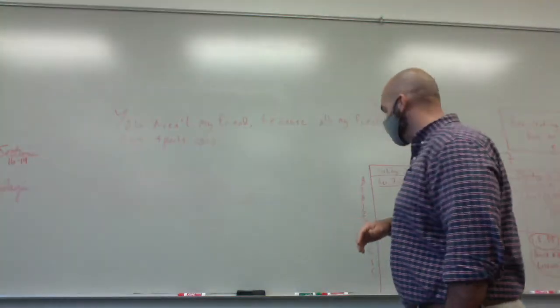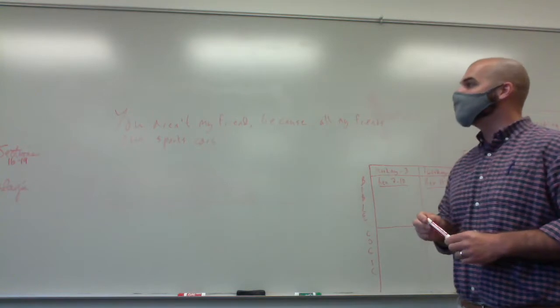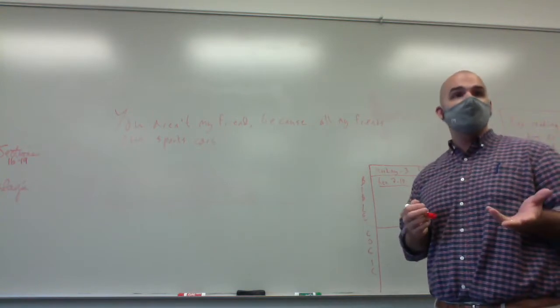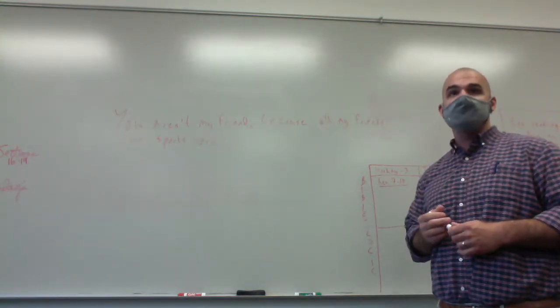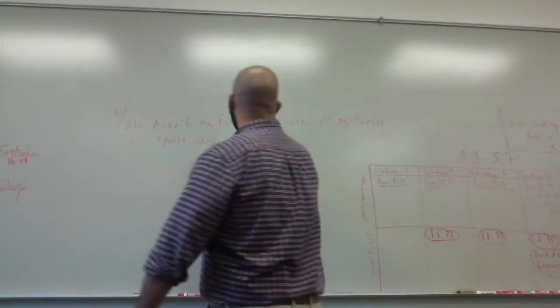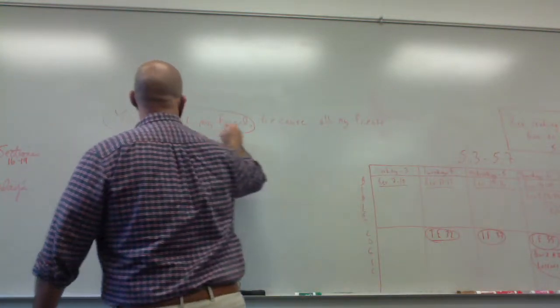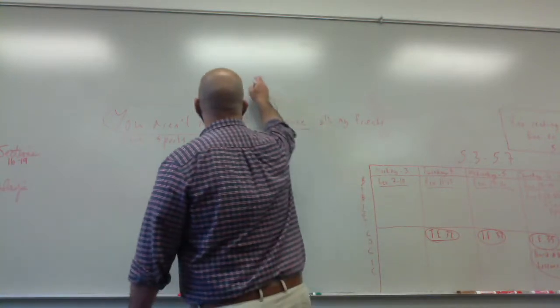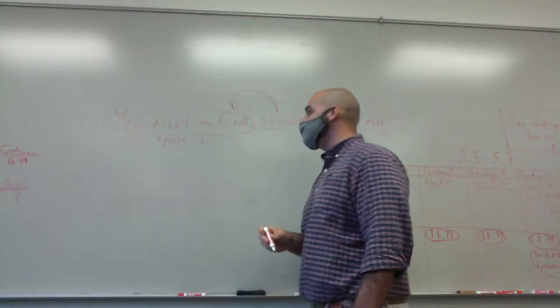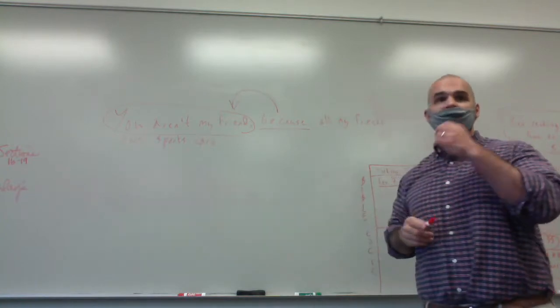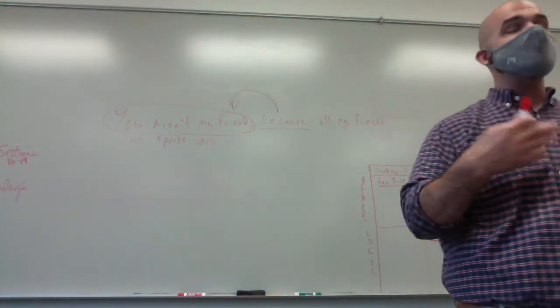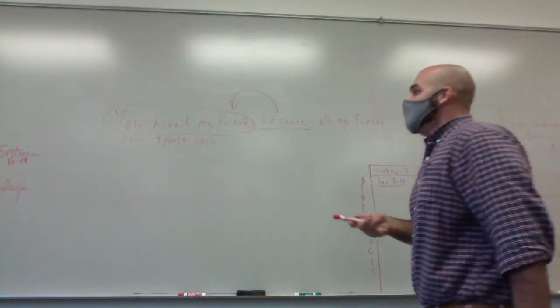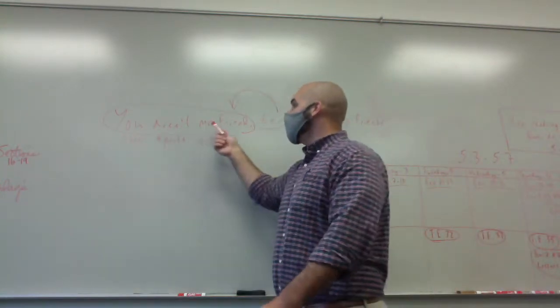You aren't my friend because all my friends own sports cars. What is the conclusion of this argument? Sellers? You aren't my friend. Okay? Sellers knows that because he sees the word because, which is a premise indicator word. Therefore, the statement before that is the conclusion. Now, you aren't my friend is not a categorical statement. So let's ask a couple of questions here. Is this a universal or a particular statement?